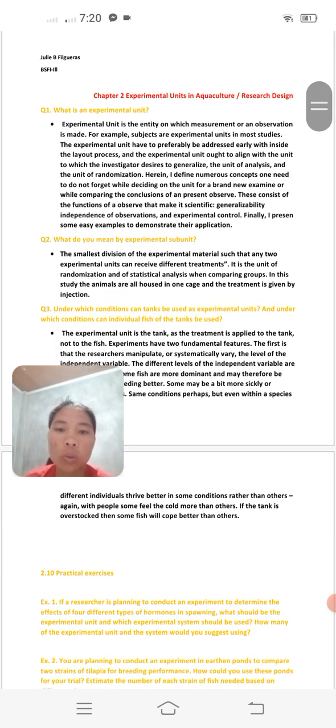Question number 2. What do you mean by experimental subunit? The smallest division of the experimental material such that any two experimental units can receive different treatments. It is the unit of randomization and statistical analysis when comparing groups. In this study, the animals are housed in one cage and treatment is given by injection.